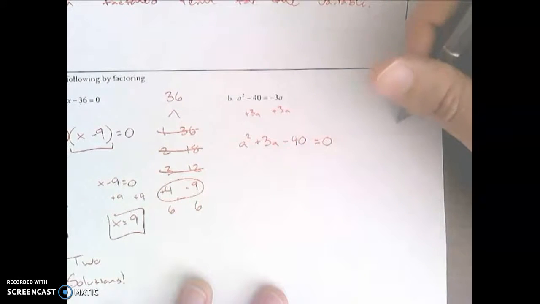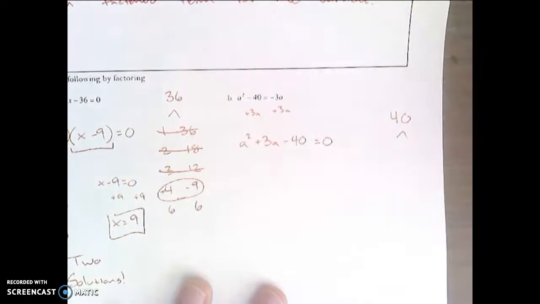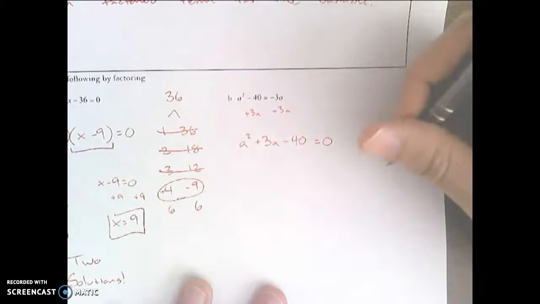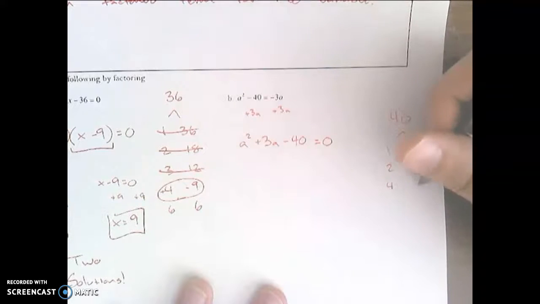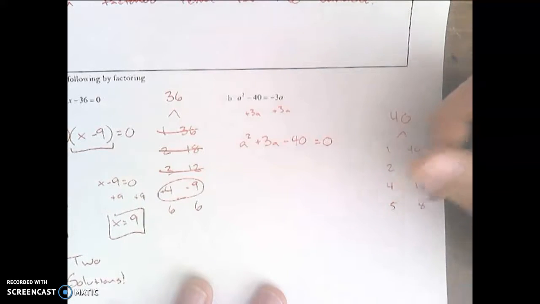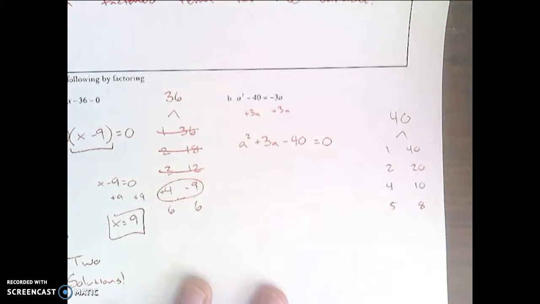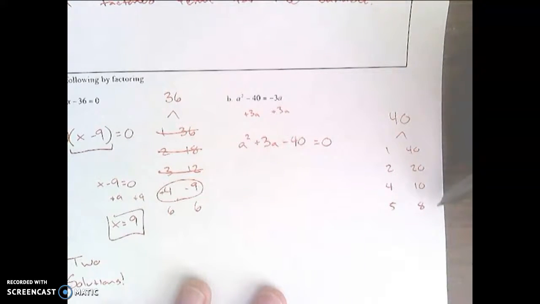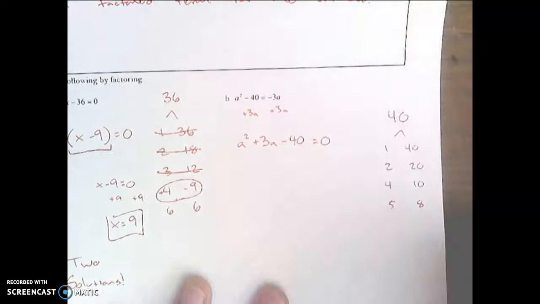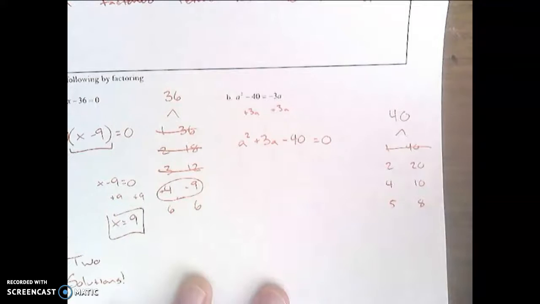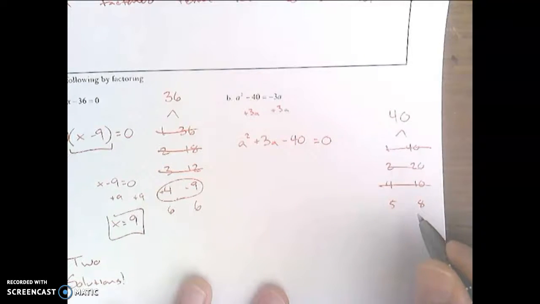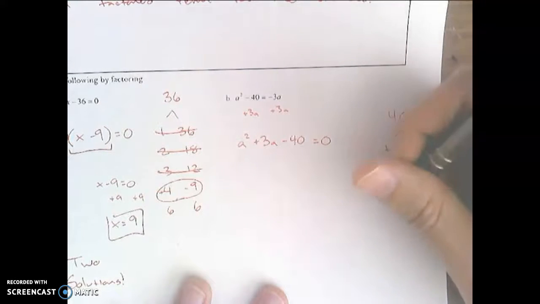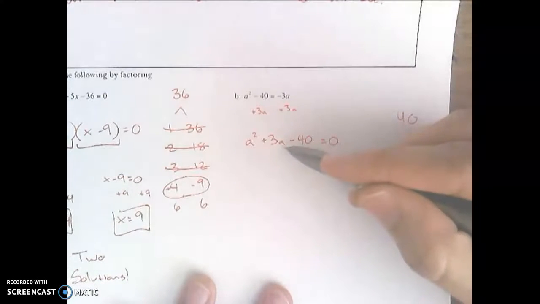So we have our third term is 40. So factors of that are 1 and 40, 2 and 20, not 3, but 4 and 10, 5 and 8, and that's it. We want to know what pair of factors add up to negative 3. Add or subtract. So let's try it. 1 and 40 doesn't work. 2 and 20, 4 and 10. 5 and 8, if we were to have a positive 8 and a negative 5, that would give us the positive 3 that we need.